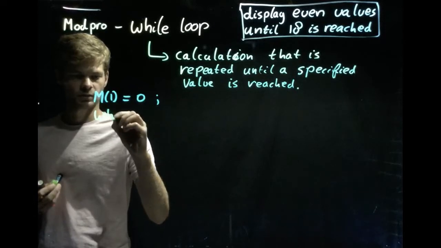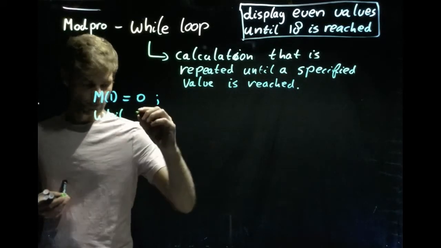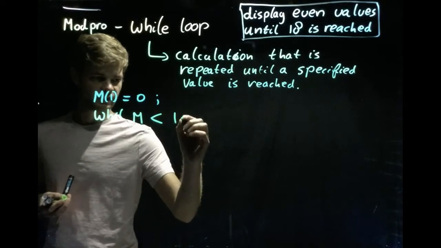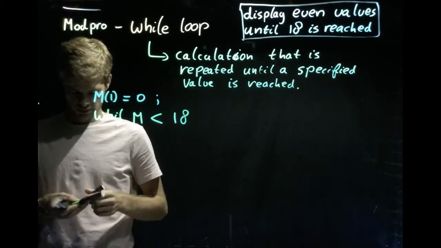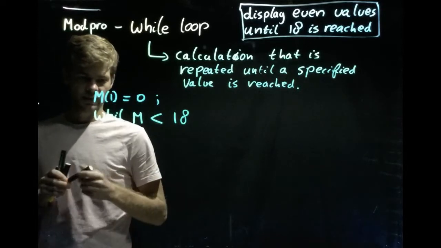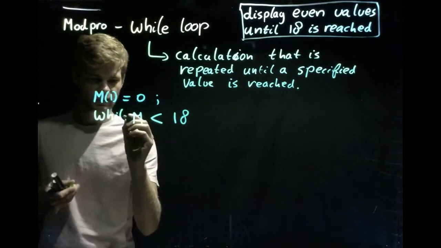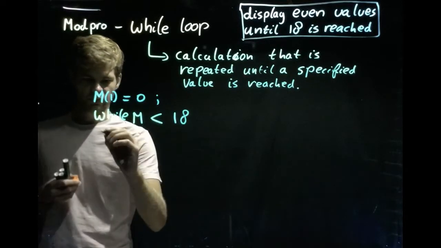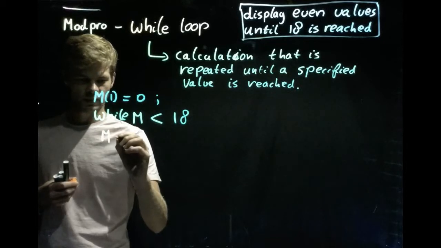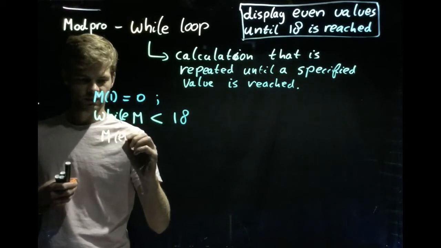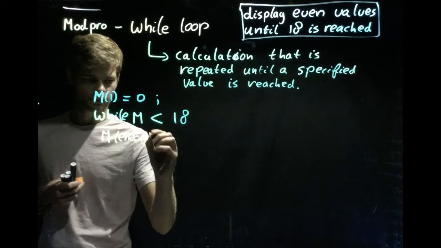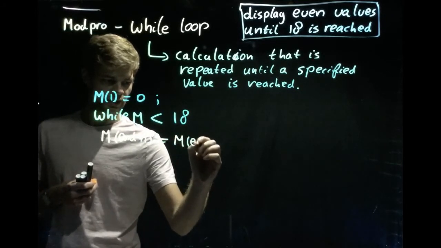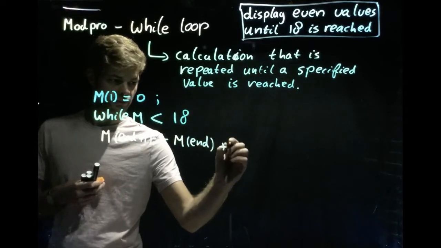While M is smaller than 18, so this should be a while, my value of M and plus 1 should be equal to M and plus 1.